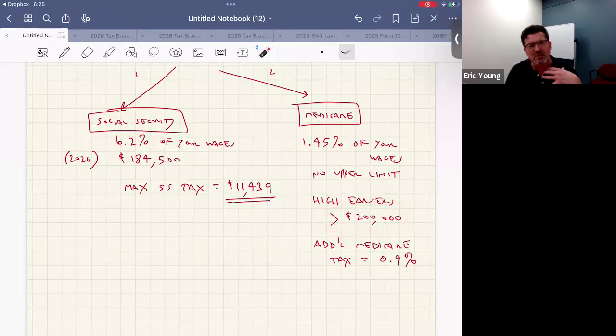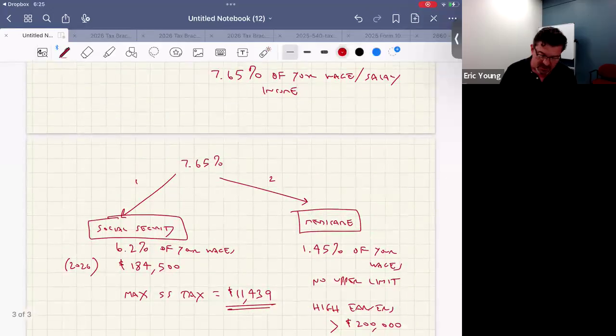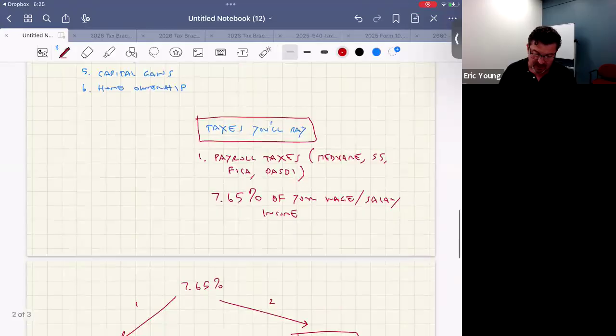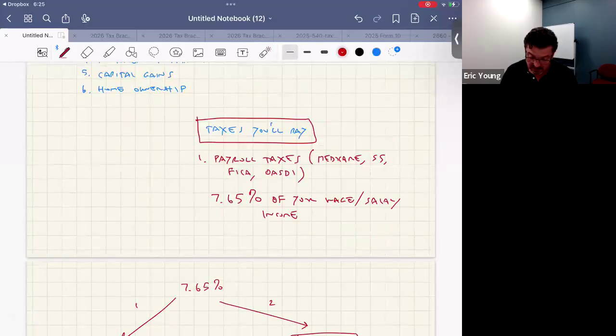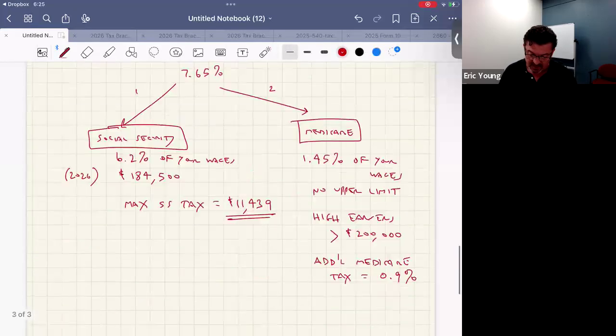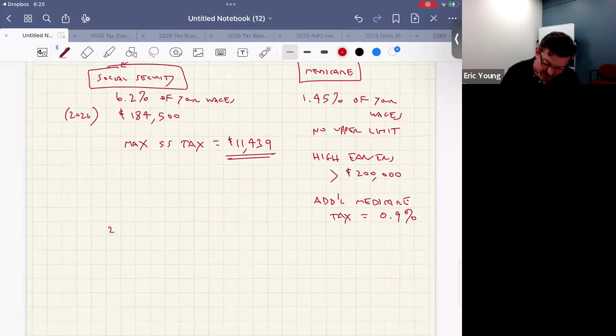Okay, so there's already a lot going on. Don't be afraid of it. You'll get fluent with it, but just be aware that the first tax that you have to pay that comes right out of your paycheck is your payroll taxes, 7.65% total. In addition to that, you also pay federal income tax.